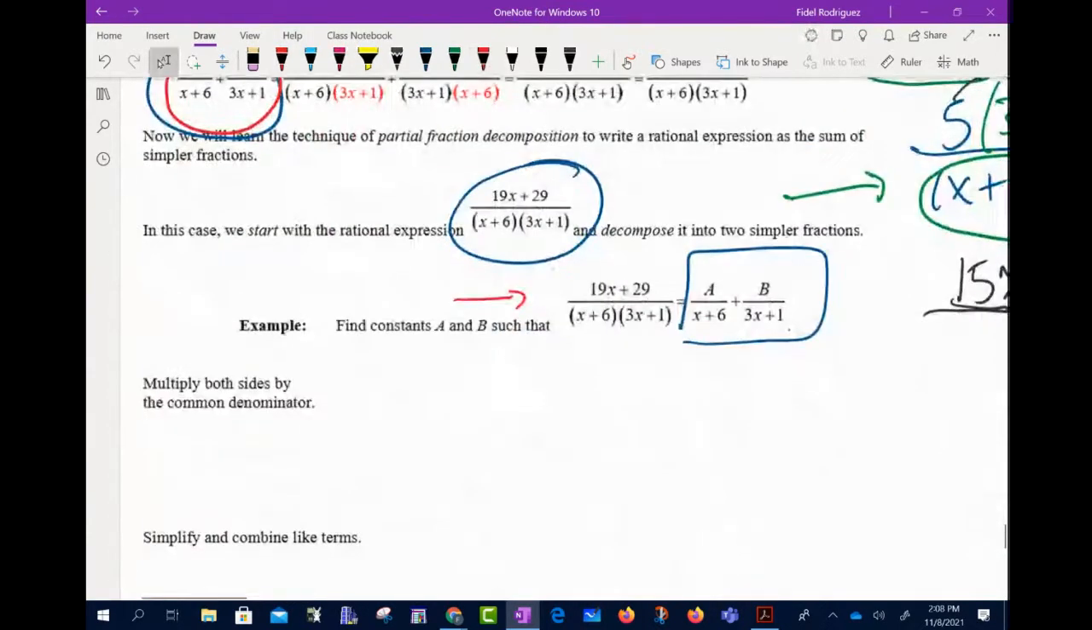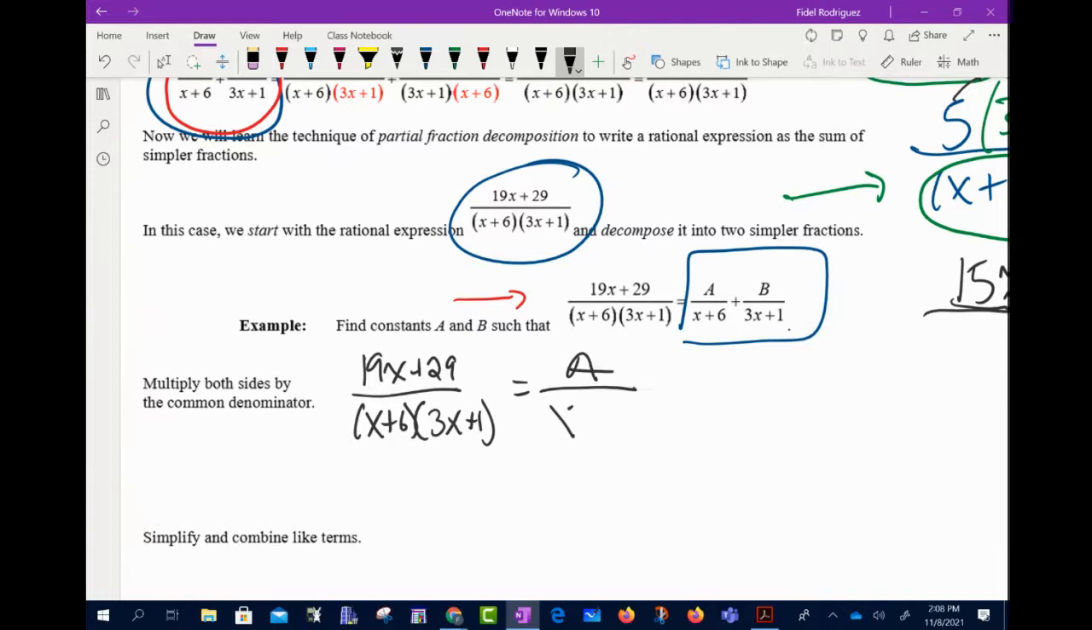Okay, so it says we're going to find constants a and b so that 19x plus 29 over x plus 6 and 3x plus 1 is equal to a over x plus 6 and b over 3x plus 1. So we're going to try to find those numbers a and b. Okay, so the directions say we're going to multiply both sides by the common denominator. Okay, so first thing I'm going to do, y'all, I'm going to write this as 19x plus 29 all over x plus 6, 3x plus 1 is equal to a over x plus 6 plus b over 3x plus 1.